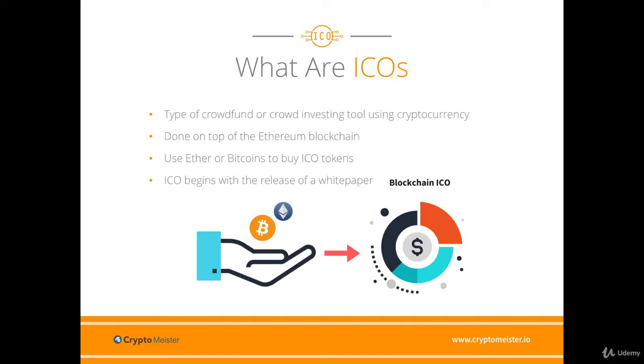An initial coin offering, or ICO, is a type of crowdfunding or crowd investing tool using cryptocurrency. Most are done completely on top of the Ethereum blockchain. By using a smart contract, Ether or Bitcoin is collected and is exchanged for the new type of token. This process takes place entirely peer-to-peer without any exchanges or brokers.